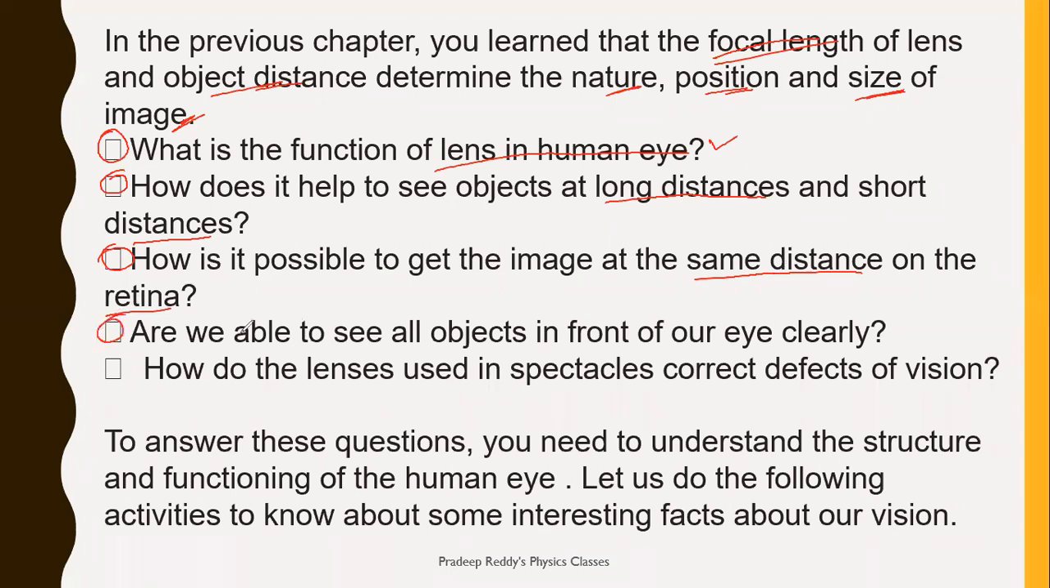And are we able to see all objects which are in front of our eye clearly with our naked eye? When you are seeing objects in front of your eye, sometimes you may get a blurred image, sometimes you may get a clear image, sometimes the vision may not be possible. That depends on the position of the object which you are placing in front of your eye. How are we able to do that? How are you able to see objects in front of your eye clearly?